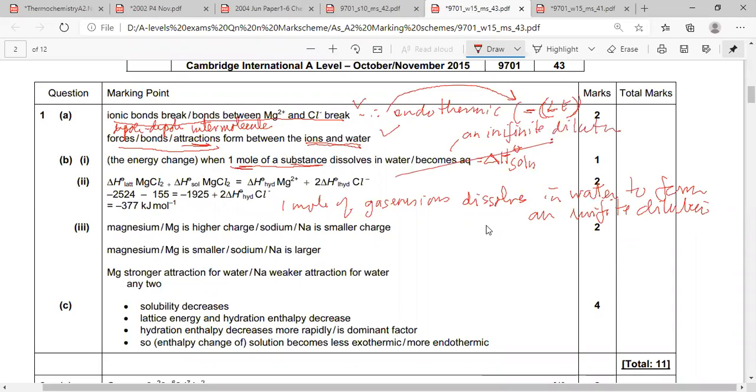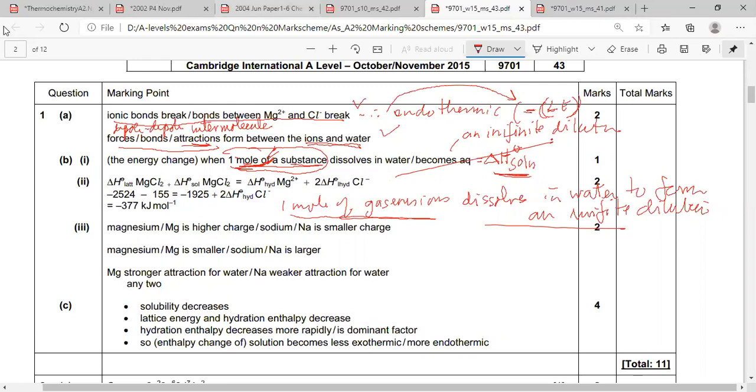Everything here is the same, but here it is 1 mole of a substance. That means it includes the cations and anions that haven't broken up yet. This one requires reverse lattice energy. Here it's already broken up. See now? So the difference in this is the heat of solution.